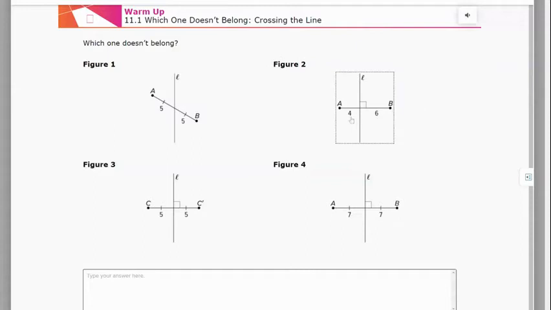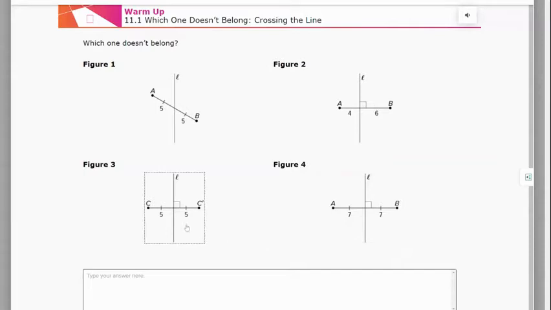All right, it's different than all the others in that sense. Figure 2, the distance between the line of reflection, line L, is not the same. From A to the line of reflection is 4, and then the distance from B to the line of reflection is 6. That's different than all the other figures. Figure 3, perhaps C to C prime. That's the only thing I really notice. If you see anything else, let me know. And figure 4, A to B, looks relatively the same.